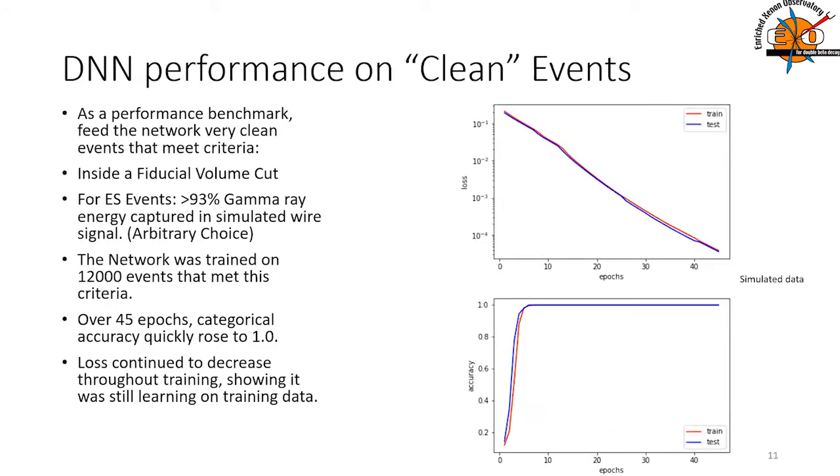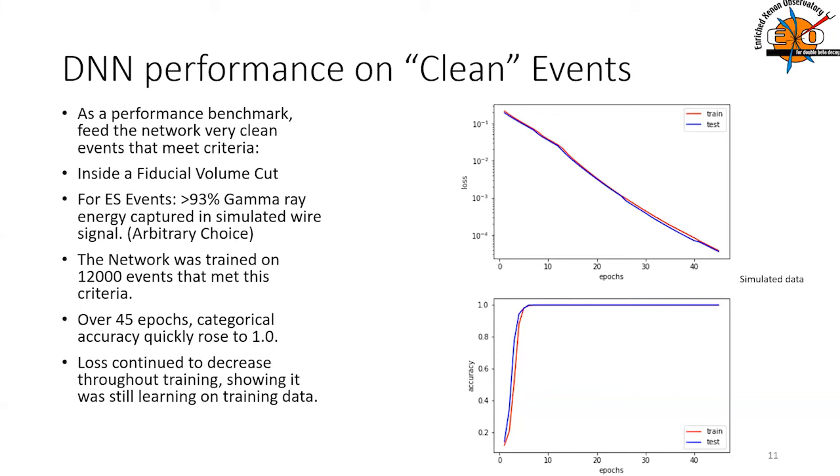So a benchmark for how this DNN performs is how well it does when you feed it a very clean event. Now, clean is up for debate, but the way I'm defining it is that it has to happen inside of a fiducial volume cut, which in EXO-200 is a hexagon that has an apothem of 162 millimeters. And if the event is an excited state, I required it to have at least 93% of the gamma ray energy captured in the simulated wire signal. This 93% is not really rooted in any specific physics. It's just an arbitrary choice that's a starting point.